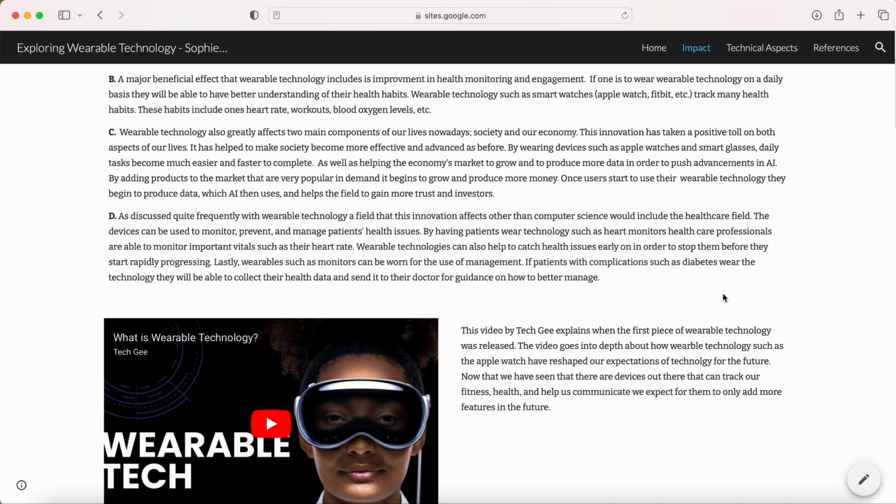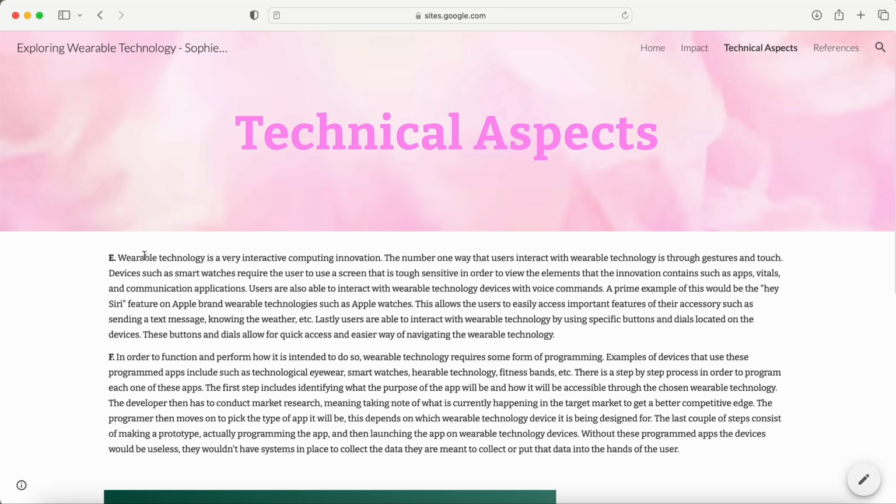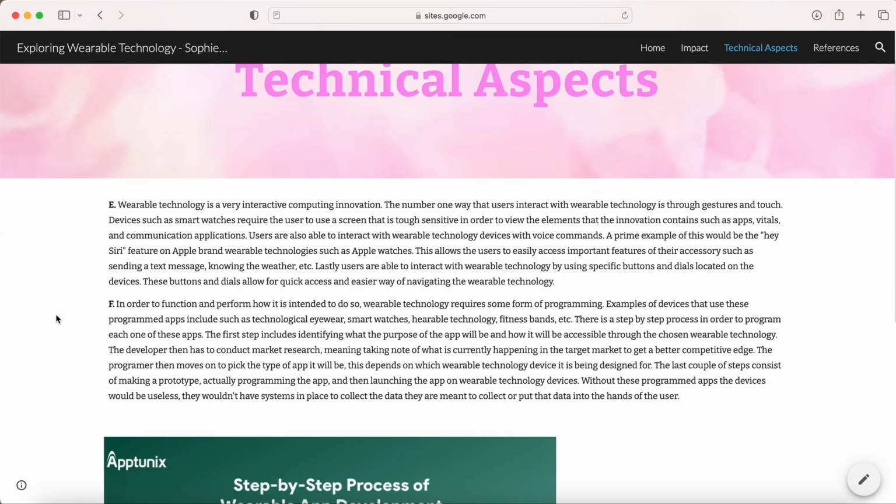And then moving on to question E, describe how users can interact with the wearable technology. You are able to do a lot of things with this through gestures and touch. You're able to communicate. There are scrolls on the sides of smartwatches that help you navigate the watches, and you're able to send voice commands and different text messages on wearable technology.